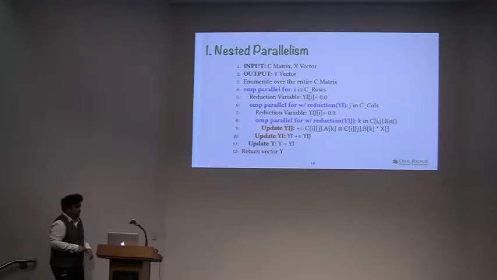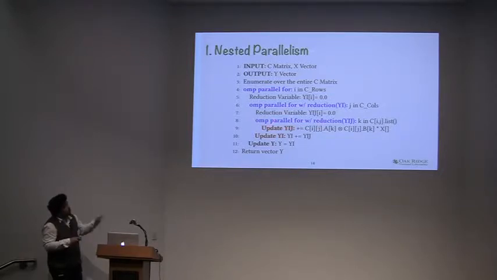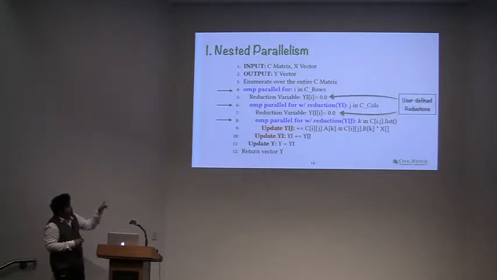So let's look at the first, which is nested parallelism. What we have is OMP parallel for, OMP parallel for with reduction, and OMP parallel for with reduction as well. So there are 3 OpenMP constructs here. Those are user-defined reductions, because we have STL vectors and we cannot have a standard reduction, so we actually wrote our own user-defined reduction. It's a standard addition operation, but you still need a user-defined reduction there.